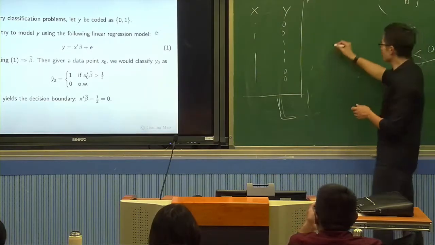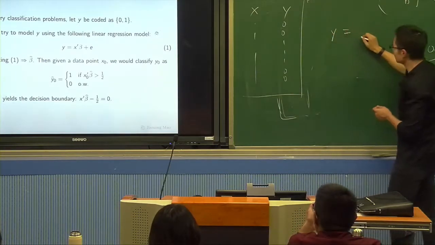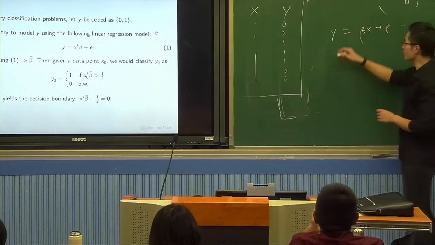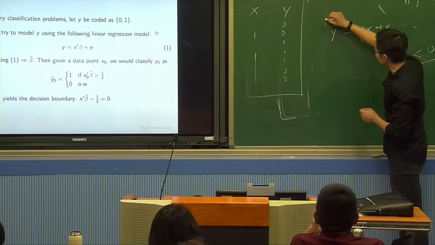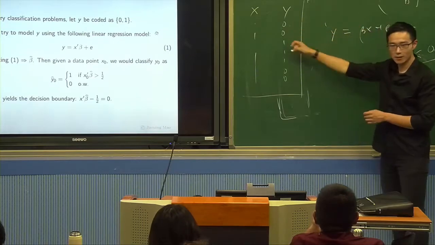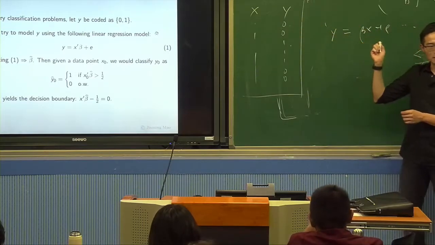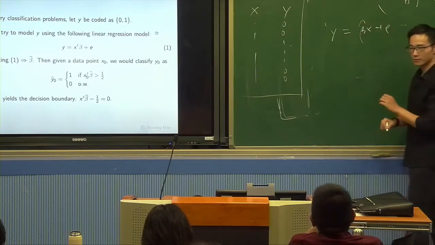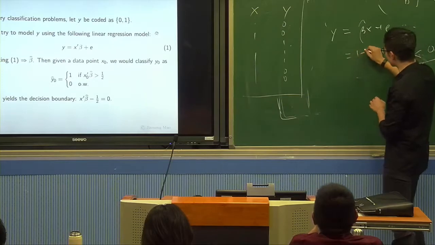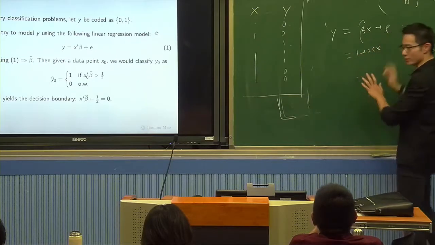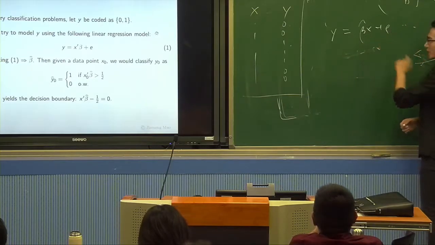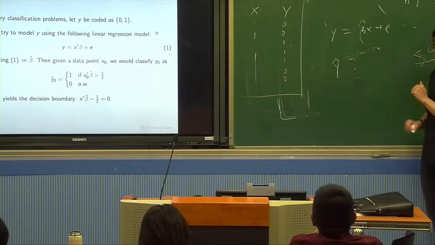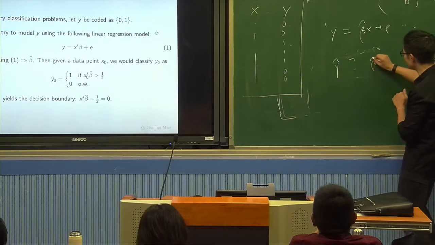So can I run linear regression? Of course I can. It's y equal to beta x plus e. The only difference here is y is either 0 or 1, but I can still do the linear regression. After I do my linear regression, I have a beta hat, for example y is equal to 1 plus 0.5x. Based on my beta hat, what is my y hat? Is y hat equal to beta hat x?